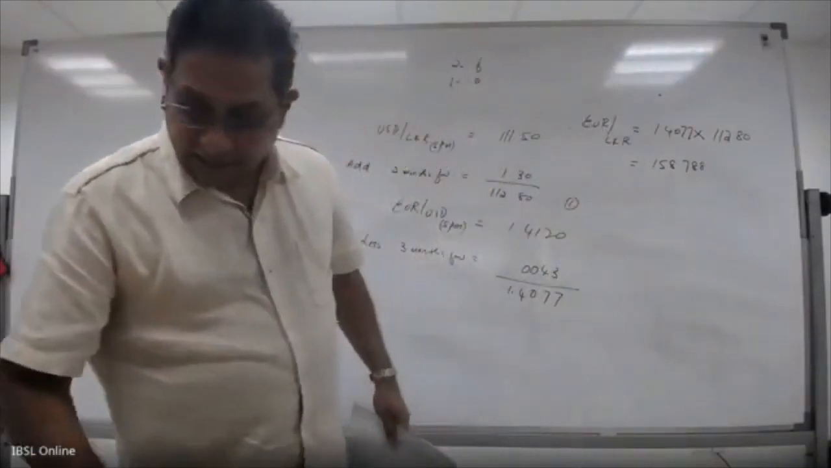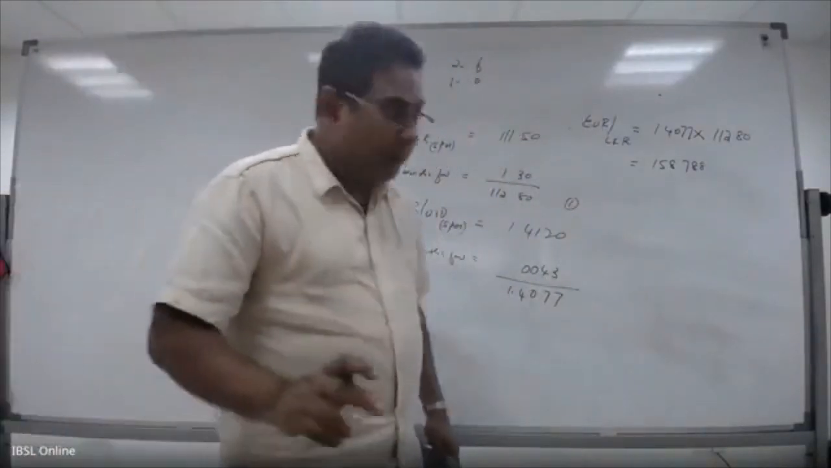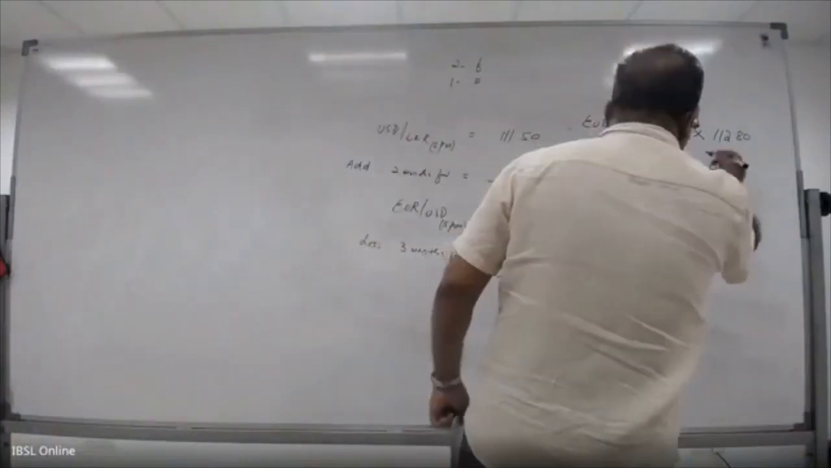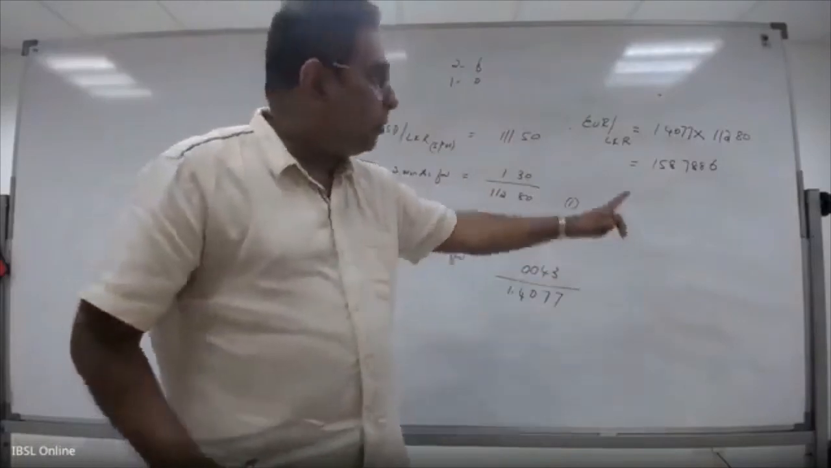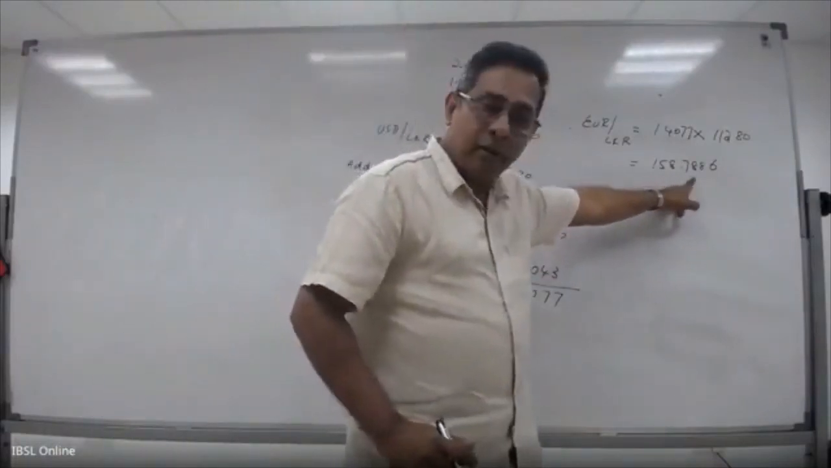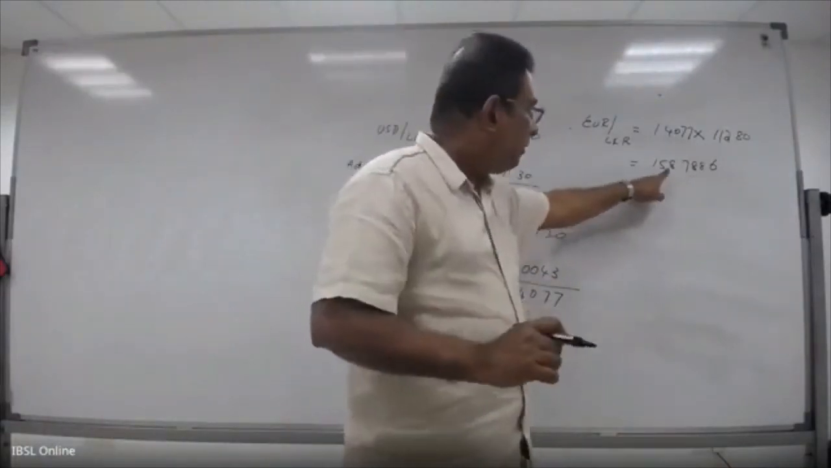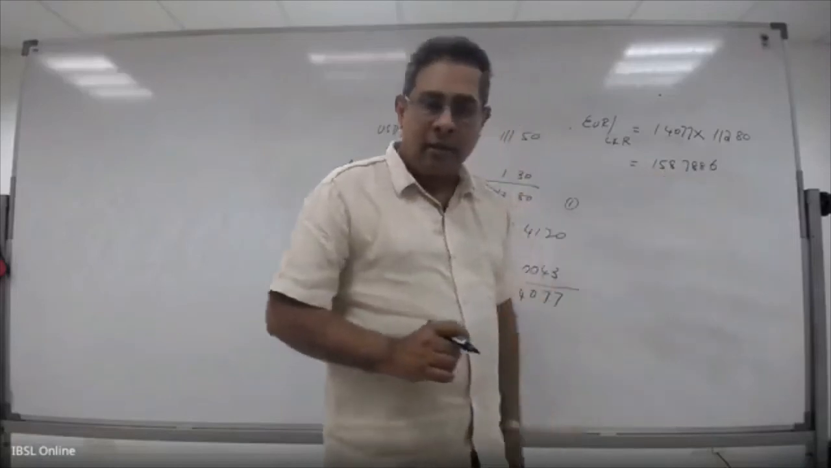Next figure is 6, right? Next figure is 6, so therefore I will add 1 to the 4th decimal basis point. Now here you have to be careful because this is the figure that the examiner will have. 158.7886 is the correct answer.